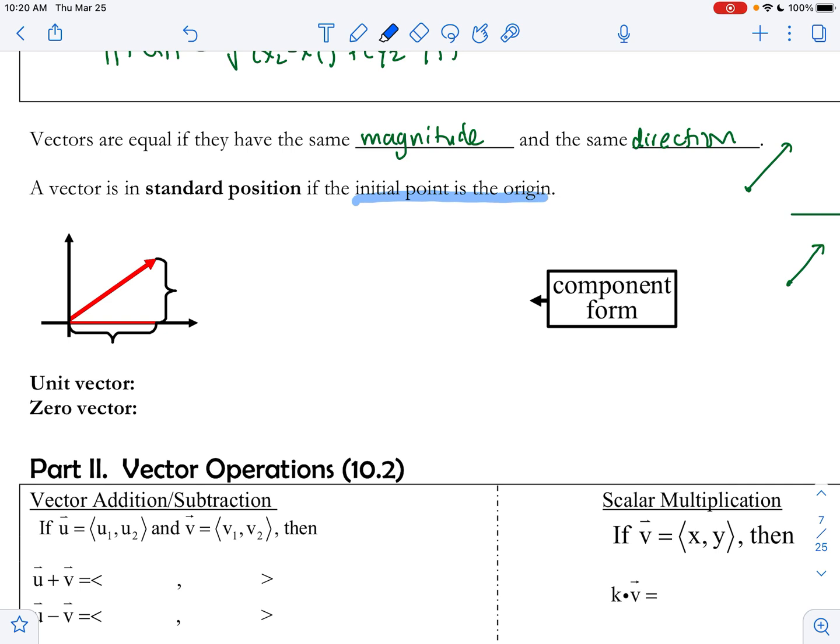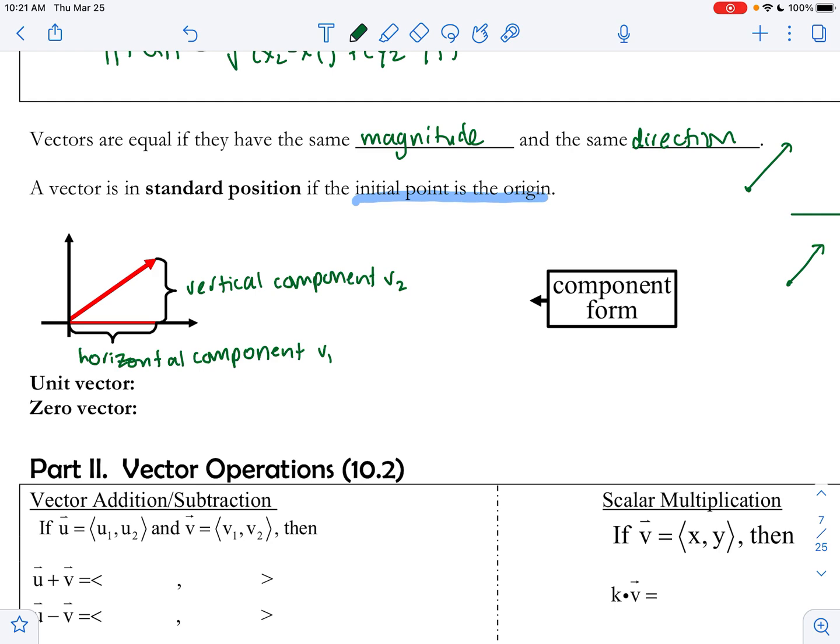Oftentimes we break apart a vector to describe it in terms of a horizontal component and a vertical component. The horizontal component, let's call that v1 here. That's going to describe my change in x. So if I wanted to put something into component form, I would simply find the change in x. And then to find the vertical component, I would find the change in y, similar to what we would do if we were finding slope. Let's call that v2.